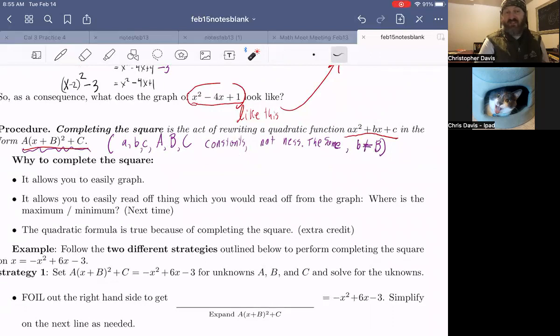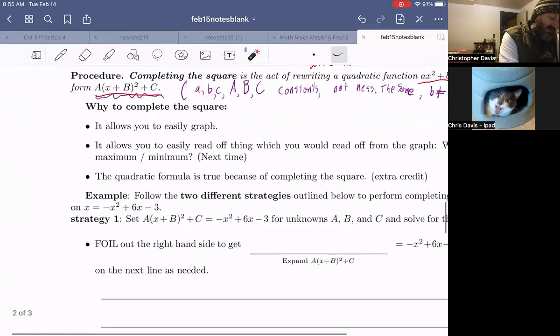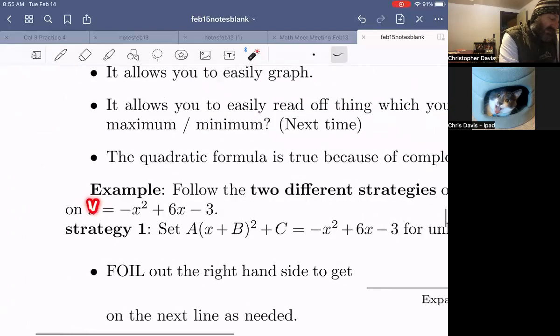Maybe you wanted to maximize or minimize. Once you see a graph, you know the minimum. You can just read it off, or the maximum. The quadratic formula is true, in fact, just because of completing the square. As an extra credit, you'll take the idea of completing the square and use it to explain why the quadratic formula works. And let's see an example. Let's complete the square on this function. That should be a y.